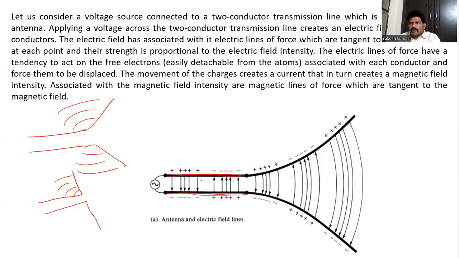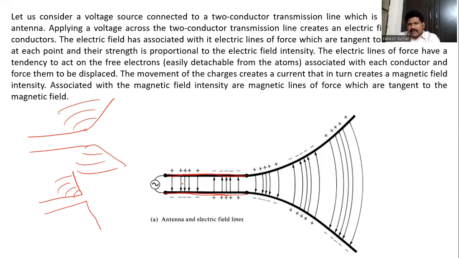Now let us consider a voltage source connected to a two-conductor transmission line, which is connected to an antenna. Applying the voltage across the two conductors of the transmission line creates an electric field. No doubt, whenever you apply some voltage across any paired transmission lines, an electric field automatically comes into picture. This electric field is associated with electric lines of force, which are tangent to the electric field at each point, and their strength is proportional to the electric field intensity.